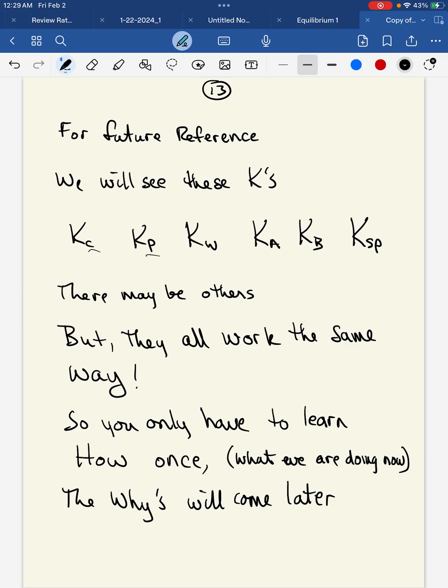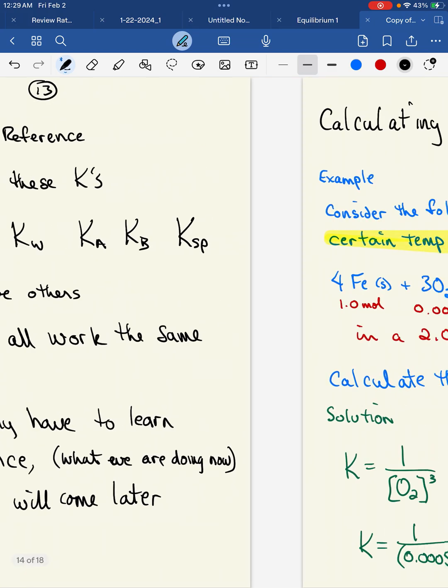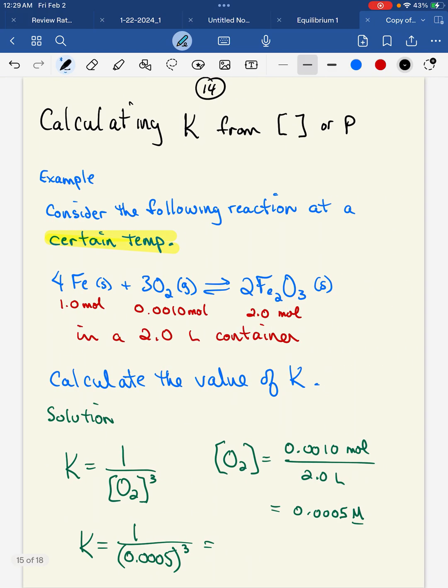It's going to get more mathy. Just saying. All right, so let's do a little calculation. We're calculating K from either concentration or pressures. So here's an example. Considering the following reaction at a certain temperature. The reason we include the temperature is because the only thing that affects K, the only thing that changes the value of K, is changing the temperature. So they'll generally put a temperature in the problem.